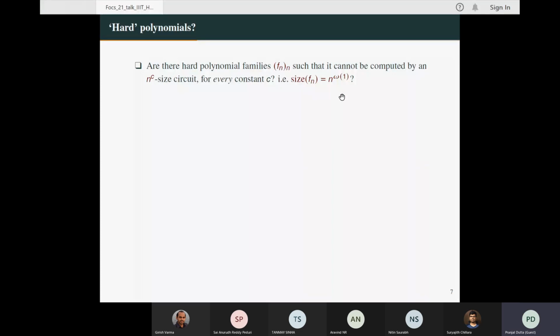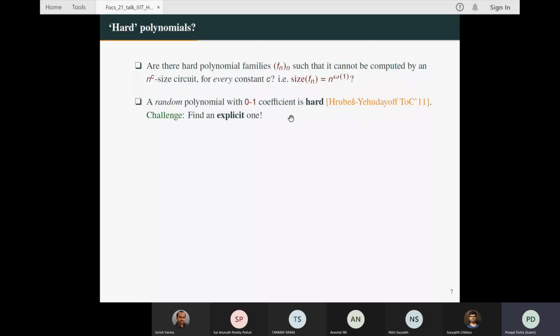So the question is, are there hard polynomials? Does there exist an Fn such that it requires super polynomial size circuits, or is it the case that every polynomial has a polynomial size circuit? Now it is known that a random polynomial, even if you restrict your coefficients to 0, 1, is also hard. So there are plenty of polynomials which are hard. But of course, the question is to find an explicit one.